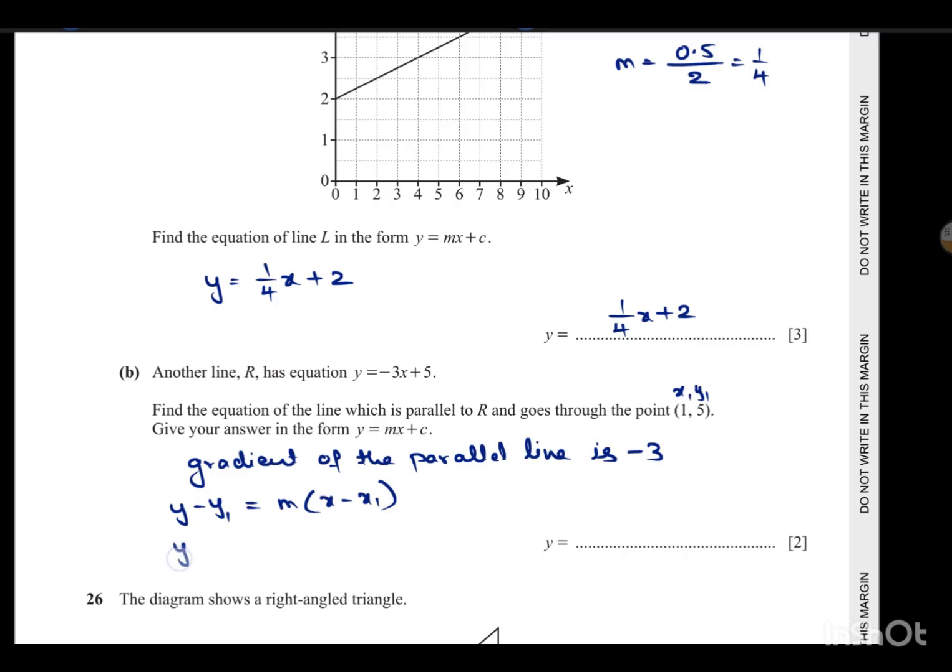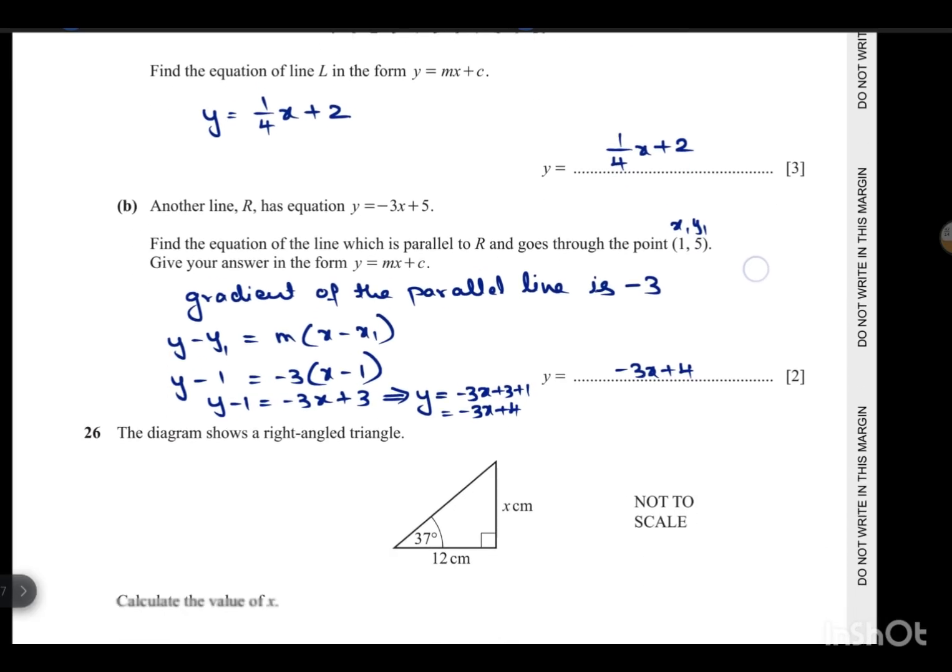So y minus y1 is 1, m is minus 3, x minus x1 is 1. Solve it. Y minus 1 is equal to minus 3 into x is minus 3x, minus 3 into minus 1 is plus 3. Bring minus 1 to the right hand side, minus 3x plus 3 plus 1. So it is minus 3x plus 4. So the equation is y equals minus 3x plus 4.